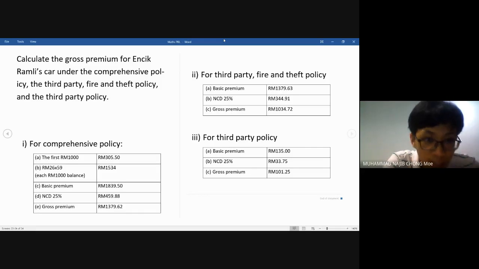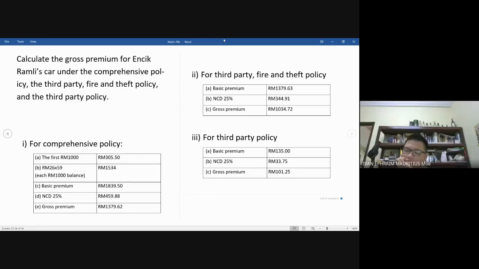The 25% NCD is 459 ringgit and 88 cents, which is multiplied from the basic premium. The gross premium is the basic premium minus the 25% NCD, which is 1,379 ringgit and 62 cents. Now, let's calculate for the third party fire and theft policy. The basic premium is 1,379 ringgit and 63 cents.